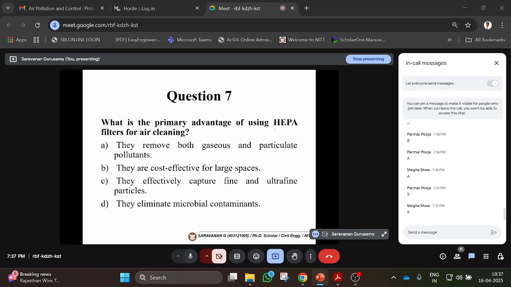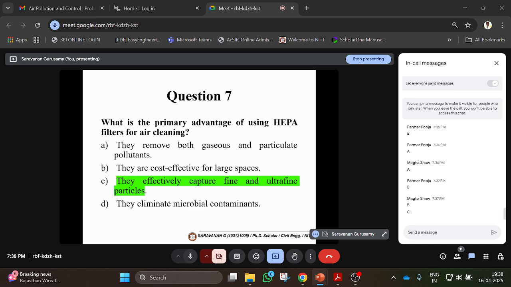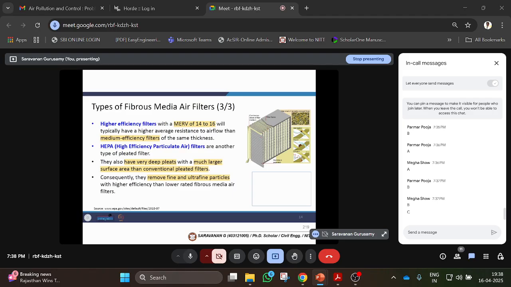What is the primary advantage of HEPA filters? That's one of the filters used for air cleaning indoors. So what is the advantage? They remove both gaseous and particulate matter. They are cost effective. They effectively capture fine and ultra fine particles. They eliminate microbial contamination. HEPA is for fine particulate or microbial concentration. Fine and ultra fine particles, HEPA will be used. You can see it's a fine frame holding filter sheets, used to remove fine and ultra fine particles.